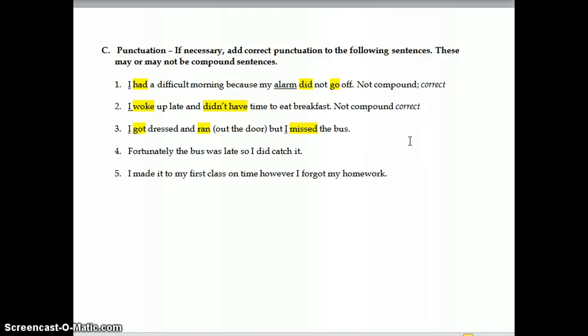So here we do have two independent clauses. I got dressed and ran out the door could be a sentence all by itself. I missed the bus also could be a sentence all by itself. So it is a compound sentence, and in this case it's joined by the coordinating conjunction but. When we're using a coordinating conjunction like but to connect the two clauses to form a compound sentence, we need to add a comma. So that's the punctuation that we need in that sentence. So it's best to go through and carefully analyze each sentence before determining what punctuation to use.